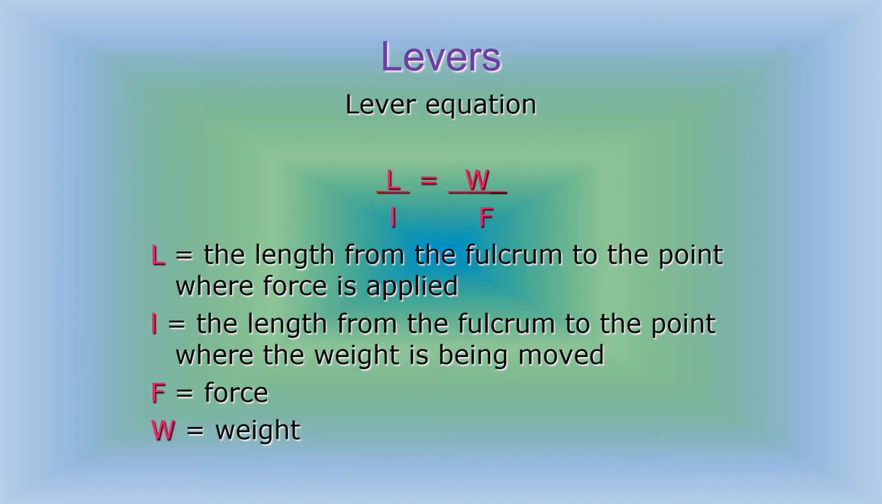There are 4 variables used in solving our lever problems. If we know the values for any 3 of them, we can use that information to find the 4th by using the equation capital L over little l equals W over F, where capital L is the length from the fulcrum to the point where force is applied, little l is the length from the fulcrum to the point where the weight is being moved, F is the force, and W is the weight.